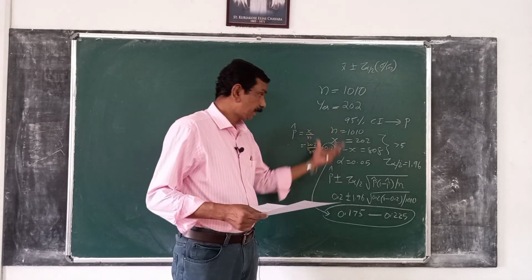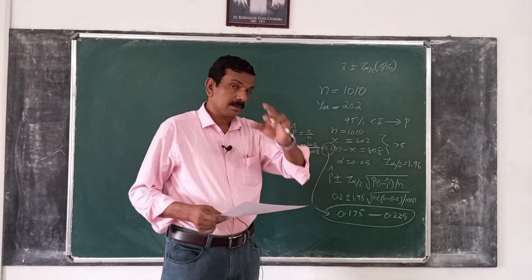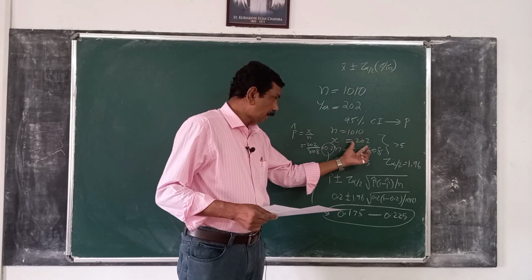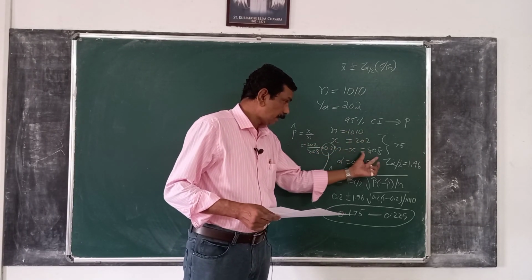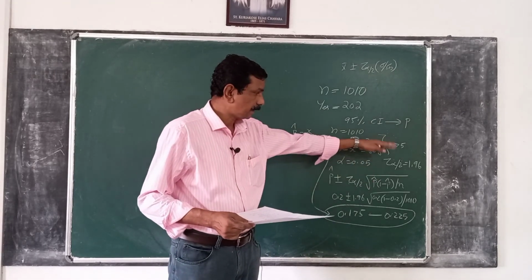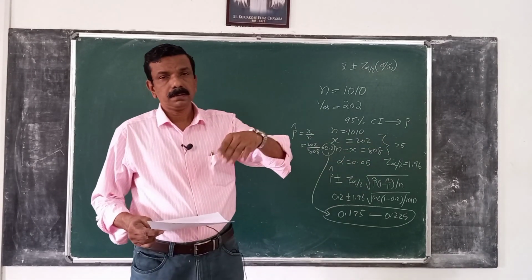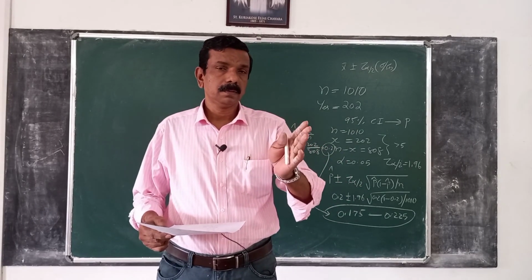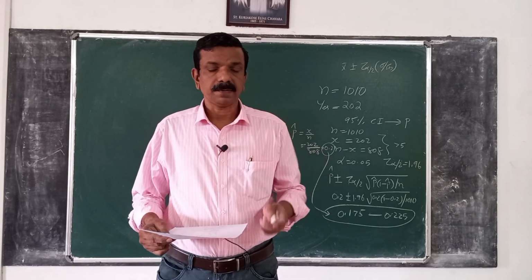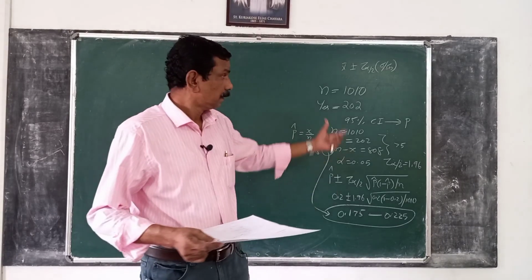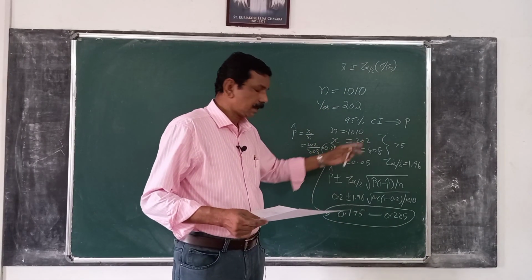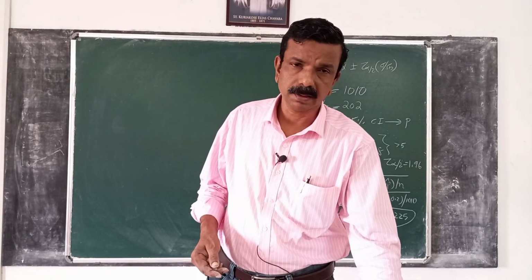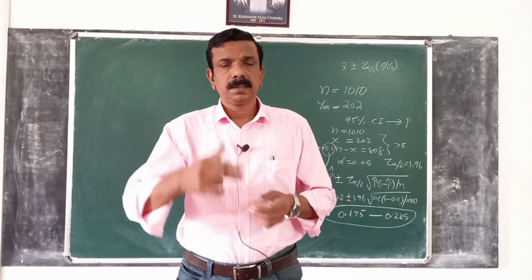This assumes that the sample size is such that these two conditions are satisfied: x and n minus x greater than 5, or n into p and n into 1 minus p greater than 5. That is the 95% interval. You can construct a confidence interval fixing alpha at 5%, 1%, or 10%. That is your choice.